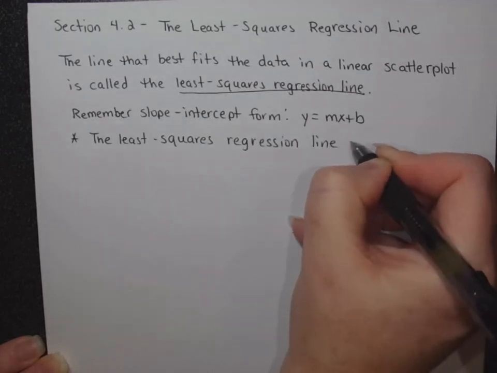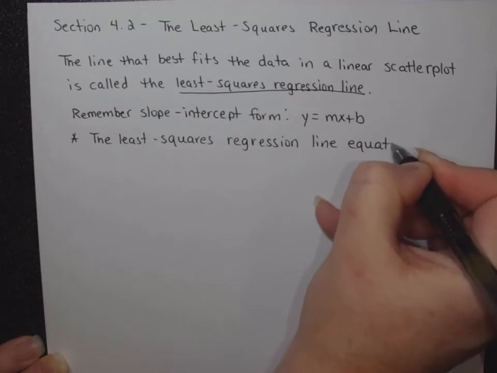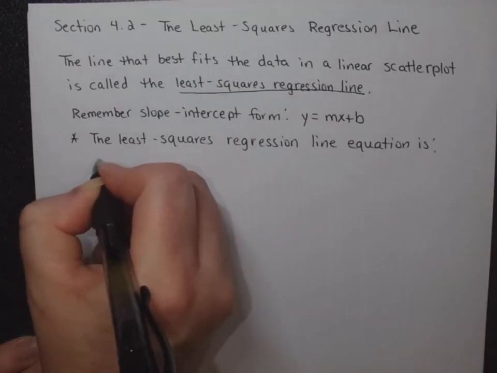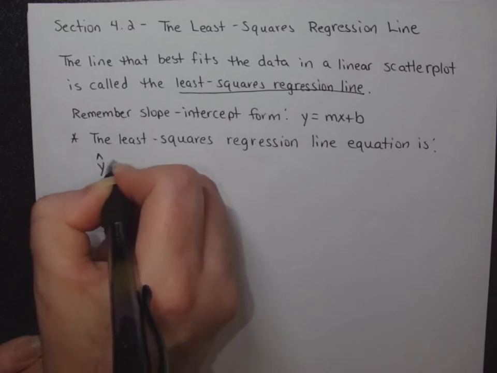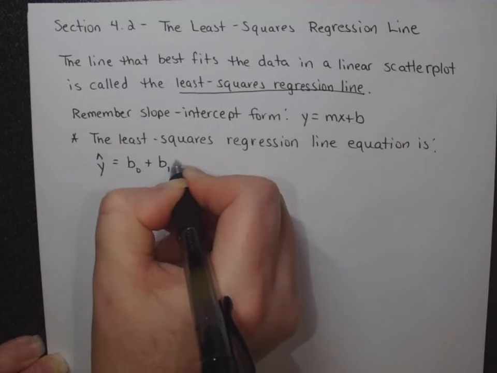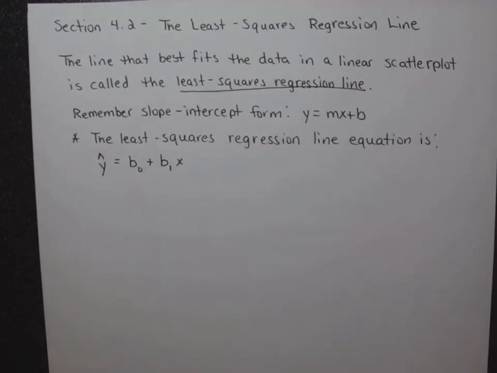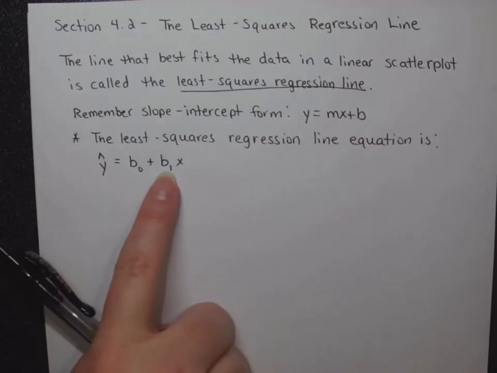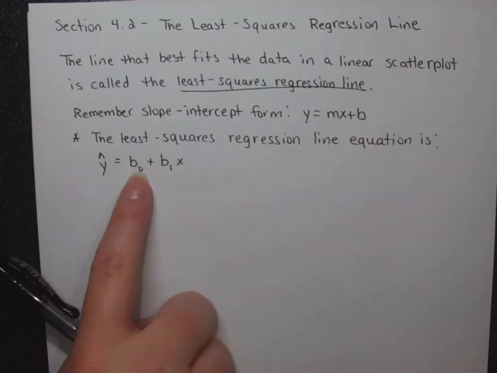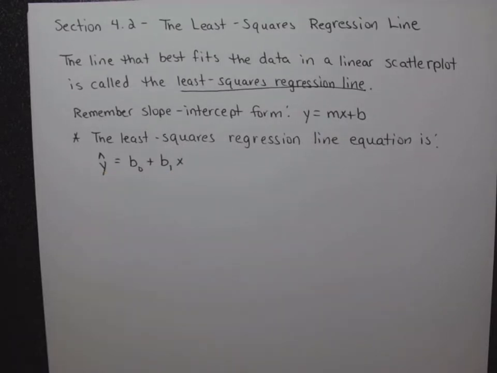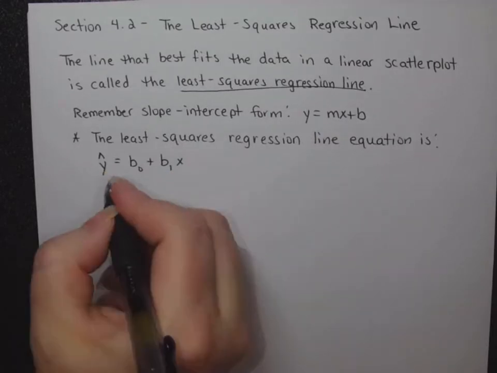The regression line equation, it doesn't really matter what order you write the terms in, and it will usually look like this. It is y hat equals b sub 0 plus b sub 1 times x. Notice this really is the same format, we just use different letters. B sub 1 is the slope, b sub 0 is the y-intercept, and we still have a y and an x. It's just that this one has a little hat on it.